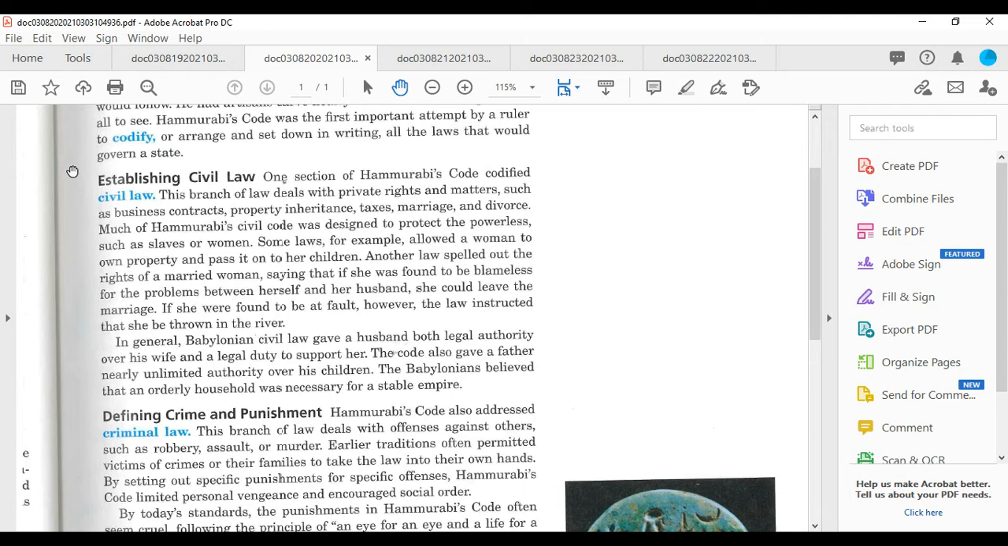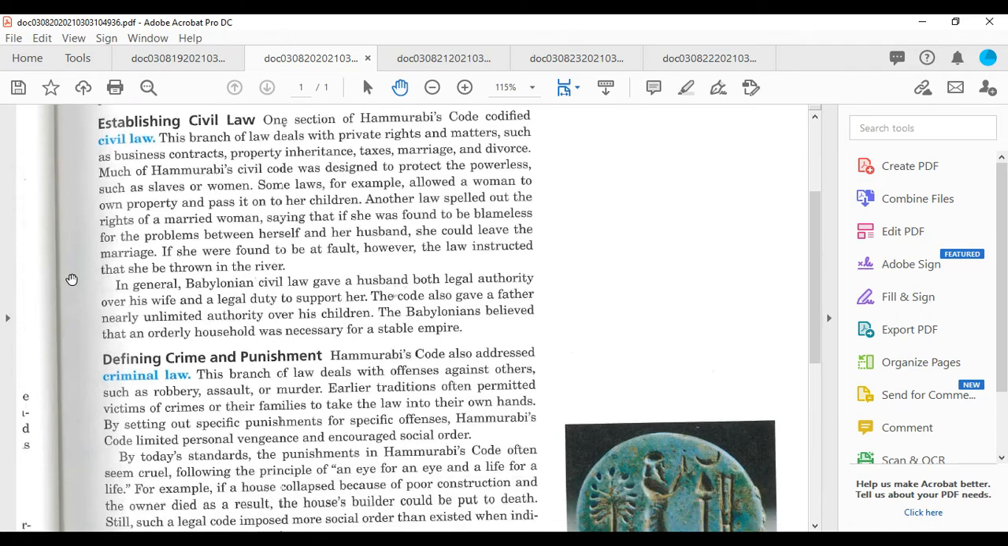Another law spelled out the rights of a married woman, saying that if she was found to be blameless for the problems between herself and her husband, she could leave the marriage. If she were found to be at fault, however, the law instructed that she be thrown in the river. In general, Babylonian civil law gave a husband both legal authority over his wife and a legal duty to support her. The code also gave a father nearly unlimited authority over his children. The Babylonians believed that an orderly household was necessary for a stable empire.